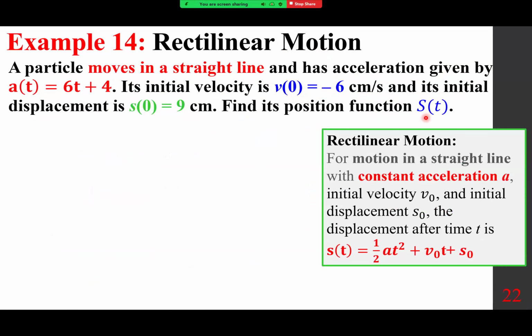So first, reminding you of rectilinear motion. For motion in a straight line with constant acceleration a, initial velocity v sub 0, and initial displacement s sub 0, the displacement after time t is given as s of t equals half of a t squared plus v0 t plus s sub 0. This is what we learned in basic physics. I hope everybody remembers that. So we are going to move on.